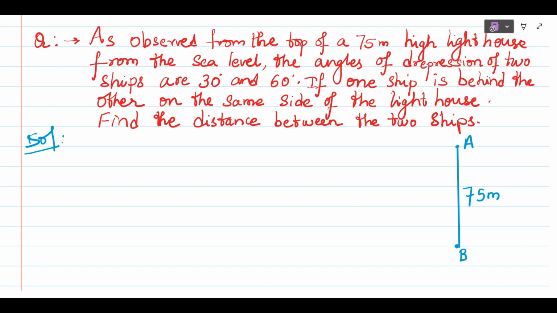From the sea level, the angles of depression of two ships. So there are two ships here, students. Here is one ship. Let us think these two are ships. Here is another ship. Let us mark these 2 points. And this is the ground level, sea level. Is it clear? And mark these 2 points as C and D.